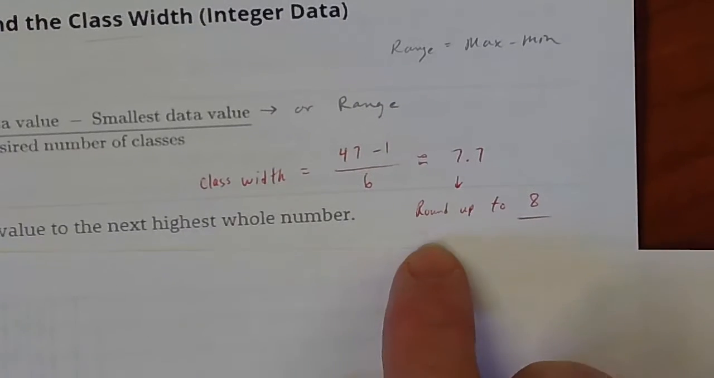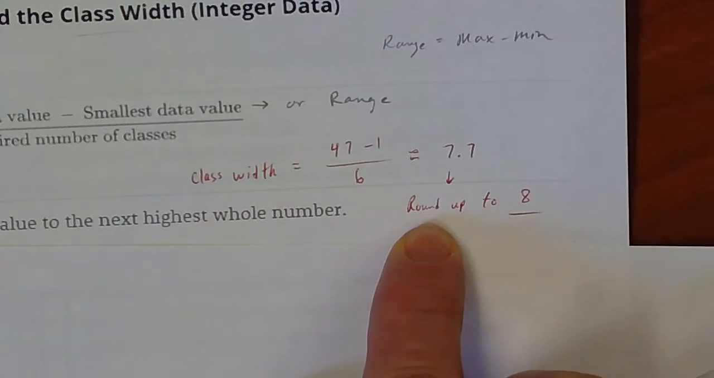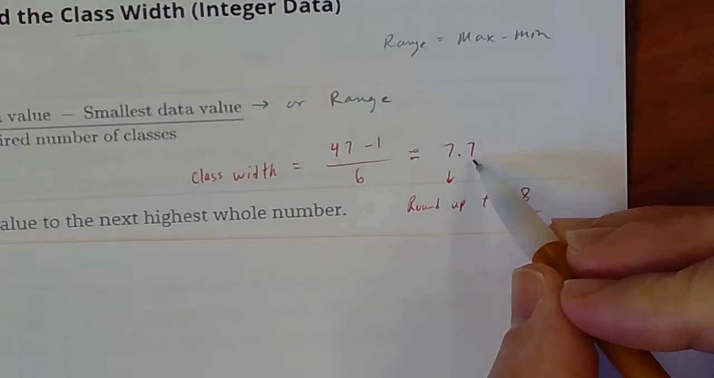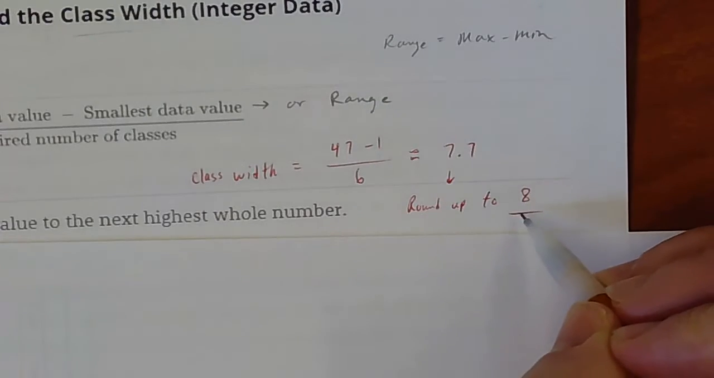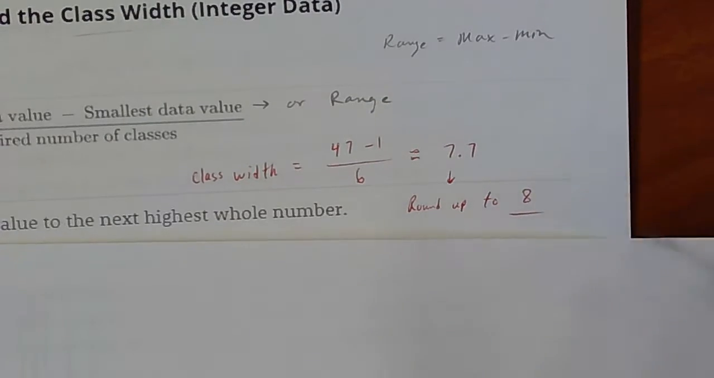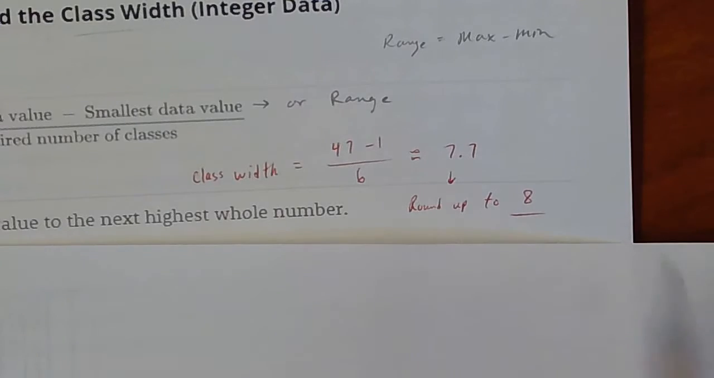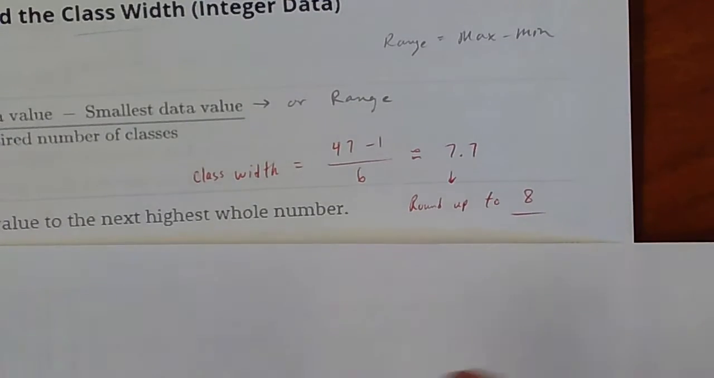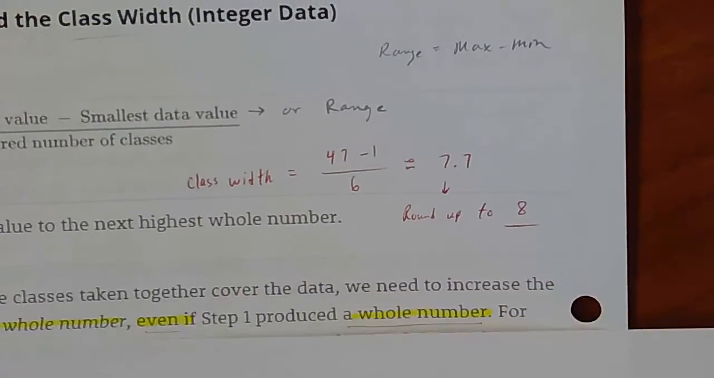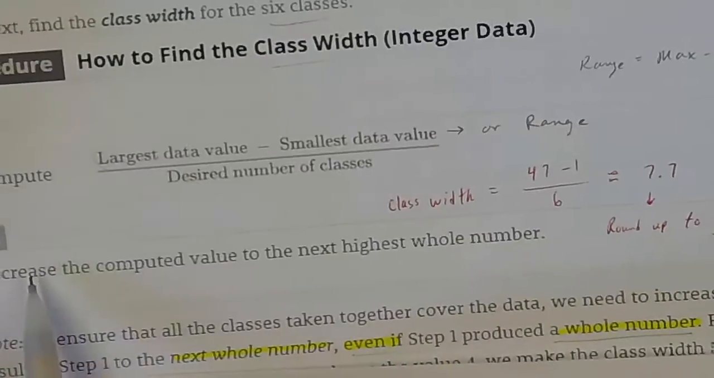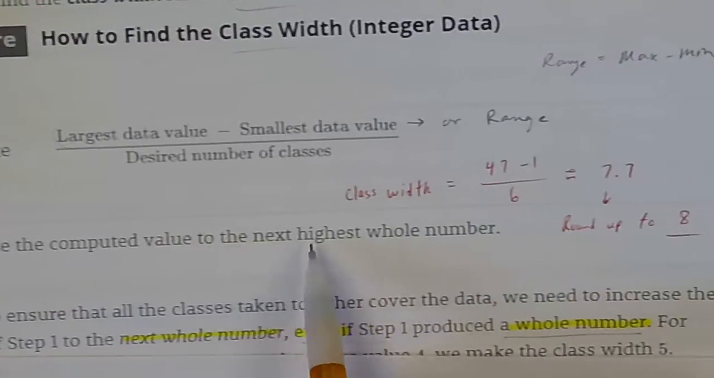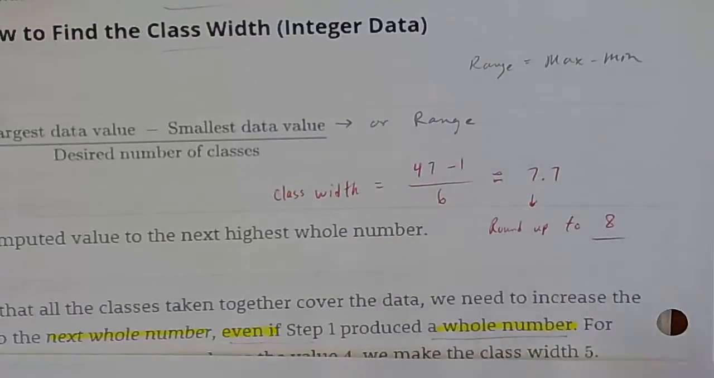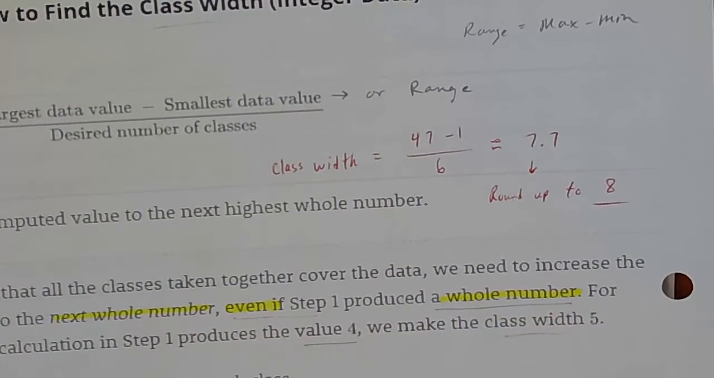Okay, here's a little thing you want to make note of too. You always round that number up. Even if it's 7.1, round up to 8. If you round down, sometimes as you start creating this table, the data values won't fit. I'll come back to that concept once we start building it. And that's what step 2 says, right? Increase the computed value to the next highest whole number. Round it up.